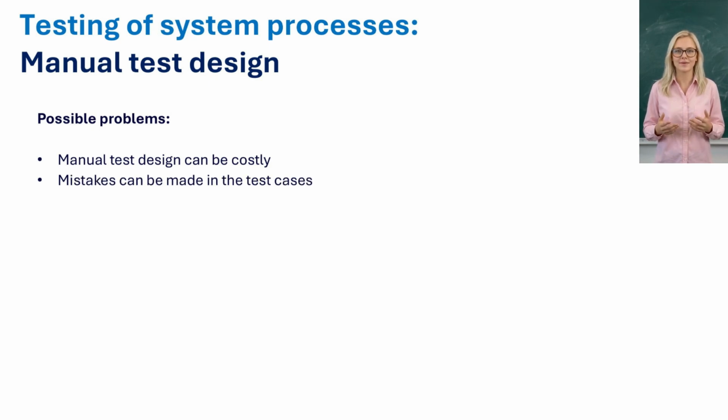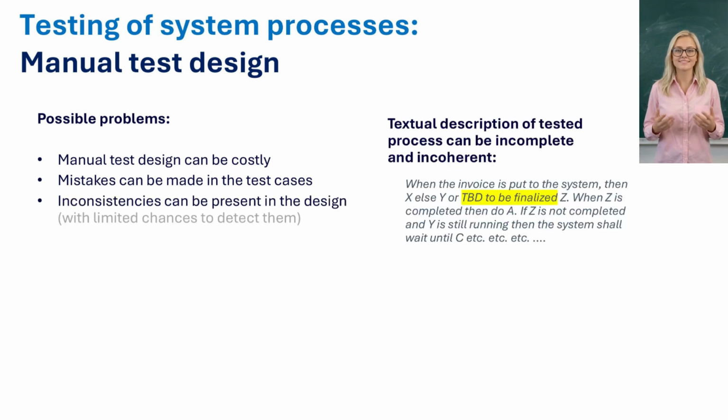Also, mistakes can be made in the test cases because the test analysts may be tired or may have misunderstood the design documentation. And this design documentation is usually obsolete and out of date. Also, it might be incoherent and some parts may be missing. So, this process would not lead to the best test paths that would test the system effectively. As a result, it's very likely that the test cases will contain duplications, which may make the testing less effective.